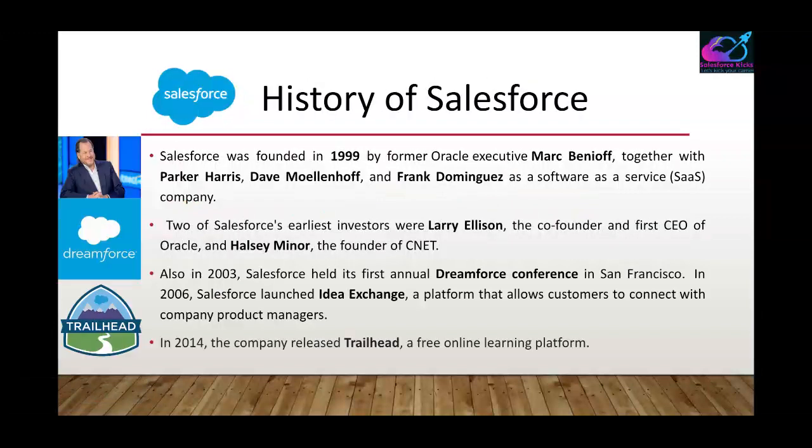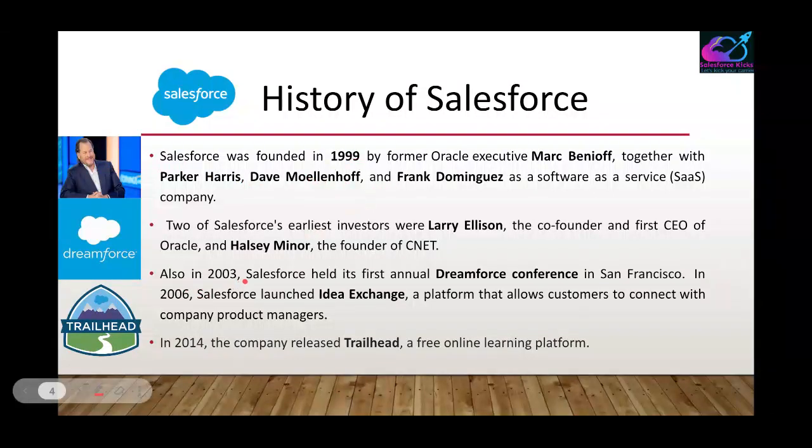Next is the history of Salesforce. So what does Salesforce look like in history? First, Salesforce was founded in 1999 by former Oracle executive Mark Benioff. You can see the picture of Mark Benioff, he looks like this. Together with Parker Harris, Dave Moellenhoff, and Frank Dominguez, he founded Salesforce as a software as a service company. Two of Salesforce's earliest investors were Larry Ellison, the co-founder and first CEO of Oracle, and Halsey Minor, the founder of CNET. These two people helped as investors to Benioff and the others to start the company in 1999.